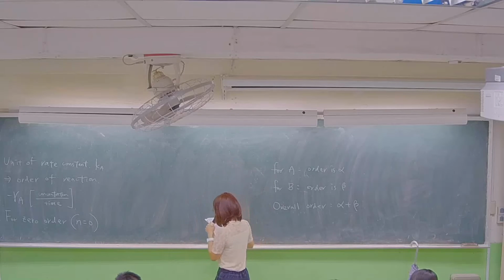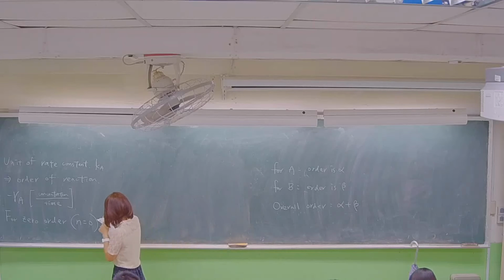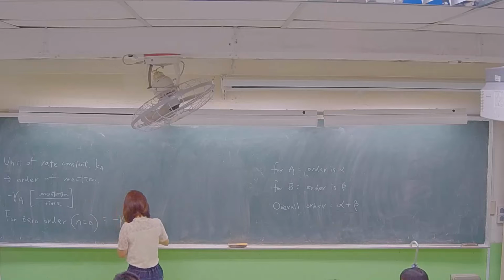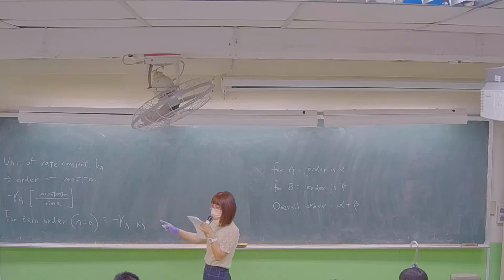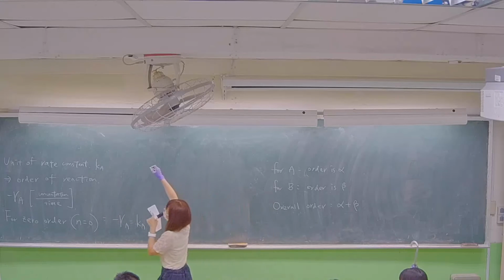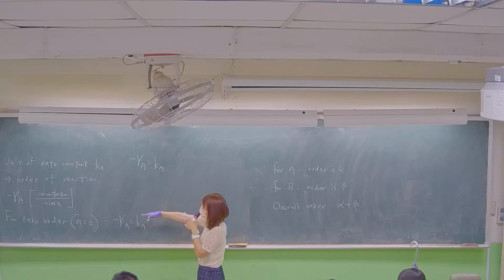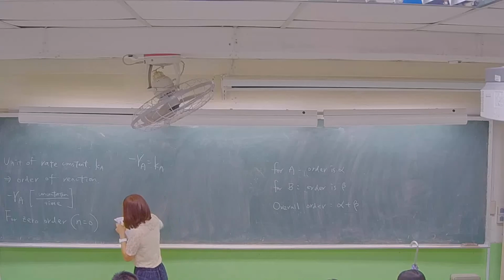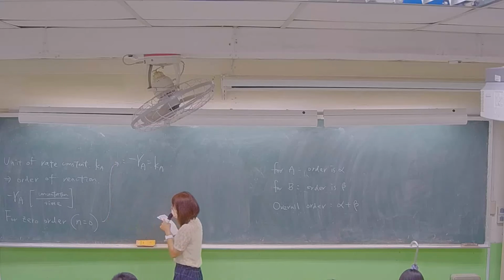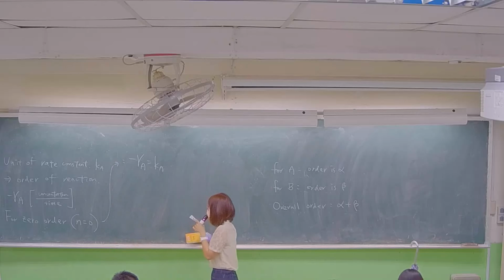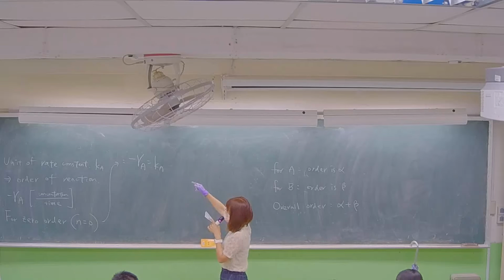What is the function for zero order reaction? Minus Ra is equal to Ka, right? For zero order reaction, minus Ra is equal to Ka.